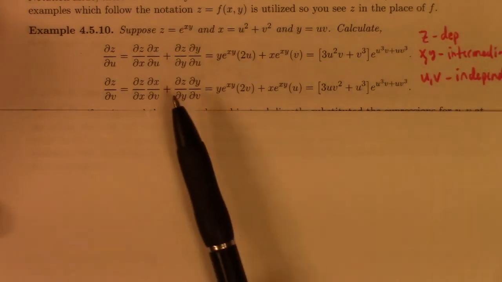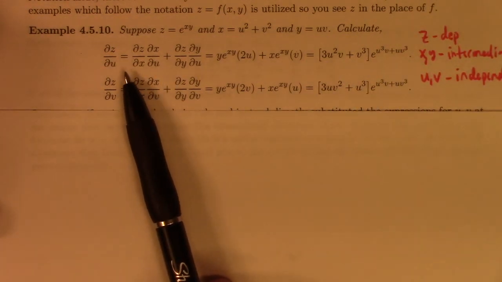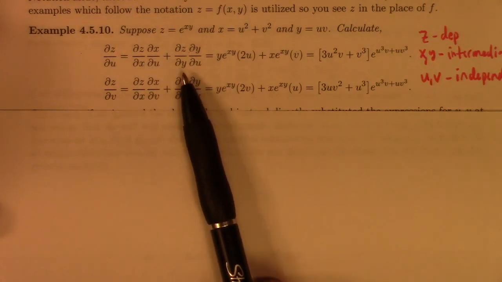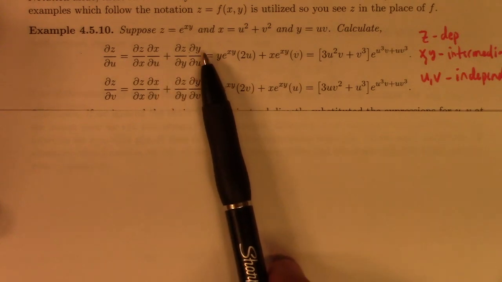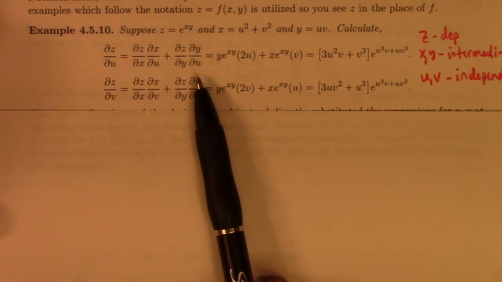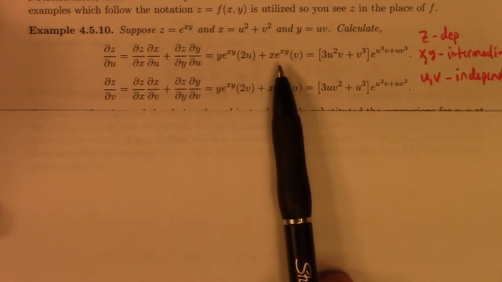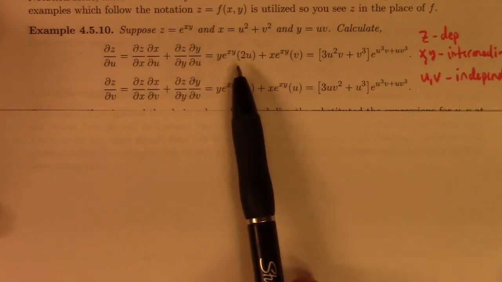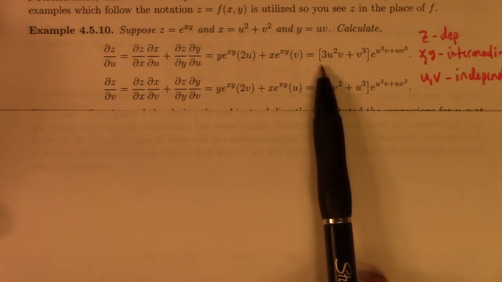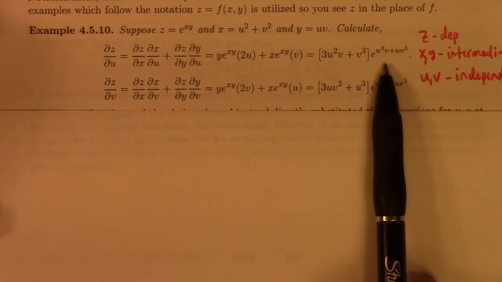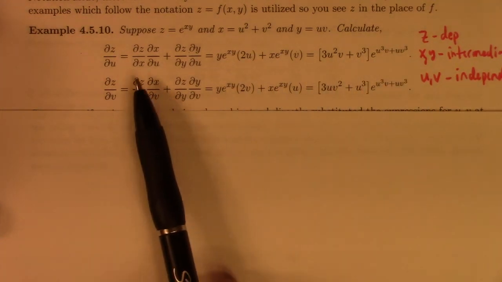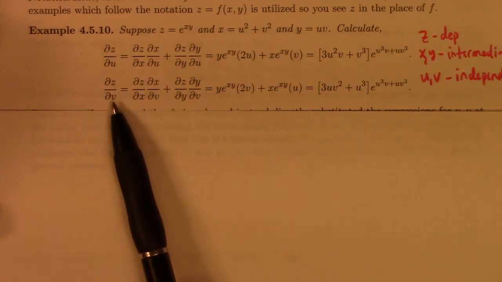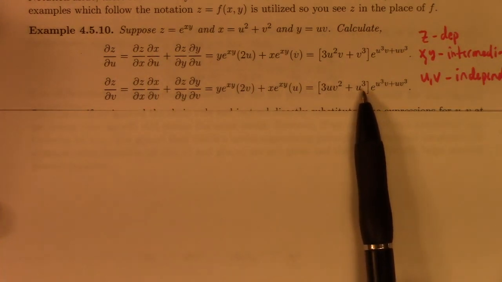So partial z, partial u is going to be partial z, partial x, partial z, partial y, and then partial derivative of x with respect to u, partial derivative of y with respect to u, which when you work it out is this and that. That's the, you might say, implicit answer, and then over here is the answer explicitly in terms of the independent variables, u and v. Likewise, partial z, partial v, we get that.